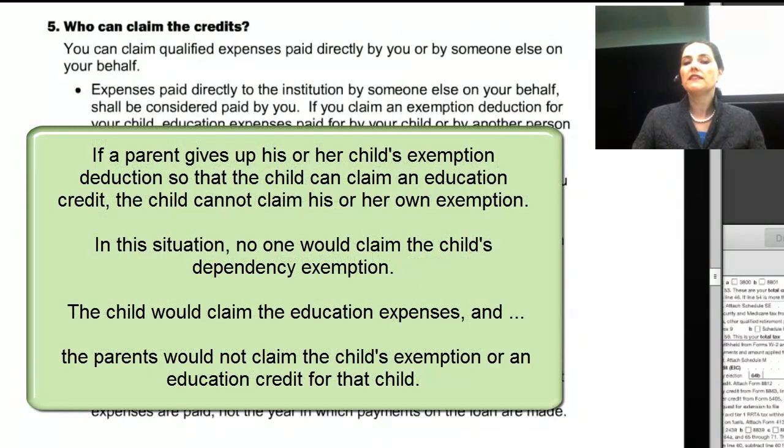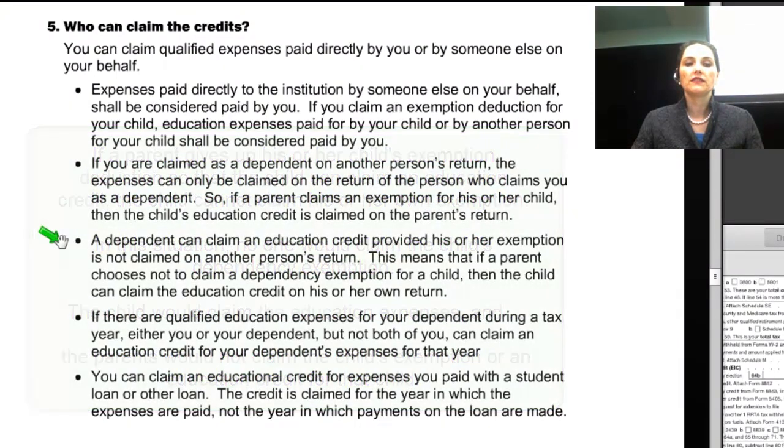But this does not mean that the child is also allowed to claim their own exemption deduction. What it means is the parent gives up the exemption deduction for that child and does not claim that child or that child's exemption deduction on his or her return. The child then turns around and claims an education credit and does not claim the exemption deduction either. So in effect, nobody claims that child's exemption deduction for the year, but in exchange, the child could claim his or her own education credit.